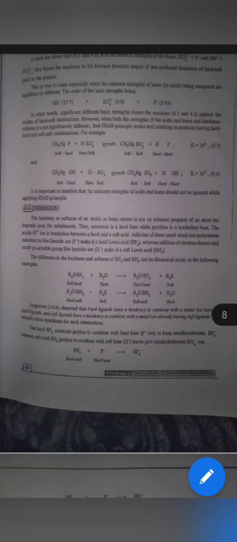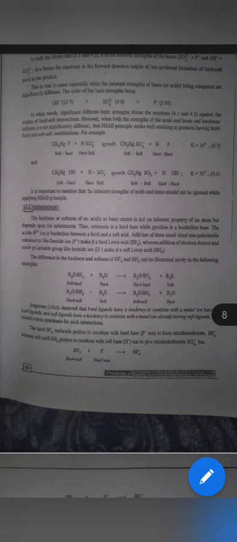Ammonia is a hard base while pyridine is a borderline base. The acid B3+ ion is borderline between hard and soft acid. Addition of three small-size, non-polarizable substituents like fluoride makes a hard Lewis acid, whereas the addition of electron donor groups like the hydride ion makes it a softer Lewis acid. The difference in the hardness and softness of BF3 and BH3 can be illustrated nicely in the following example.